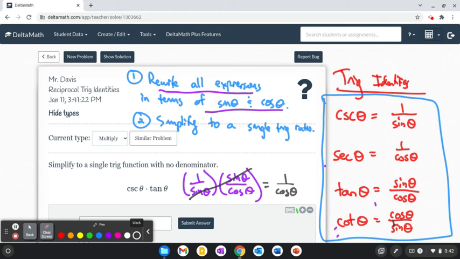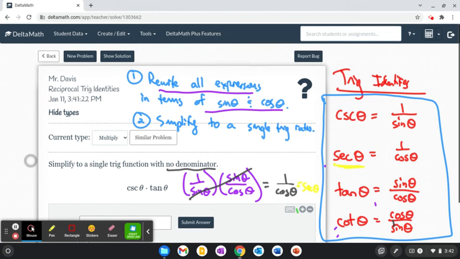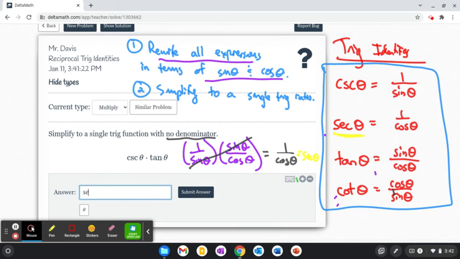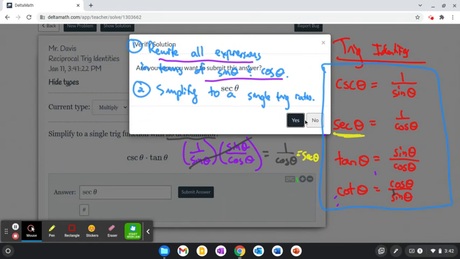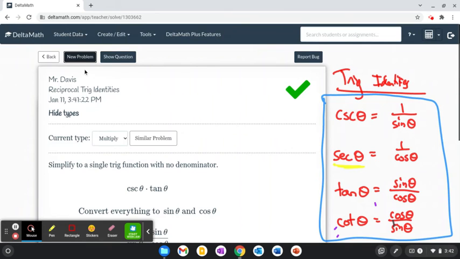All right, you might think, oh, we got our single trig function. Let's go ahead and type that in. However, this does have a denominator. We're not allowed to have a denominator. So what you're going to do is utilize another formula here. We know that 1 over cosine is the same thing as secant, right? So this is actually equivalent to just secant of theta. And that's going to be what we type in, secant of theta. So your answer won't always be a sine or cosine. It could be any of these as long as it is a single trig function with no denominator. That could possibly be it.